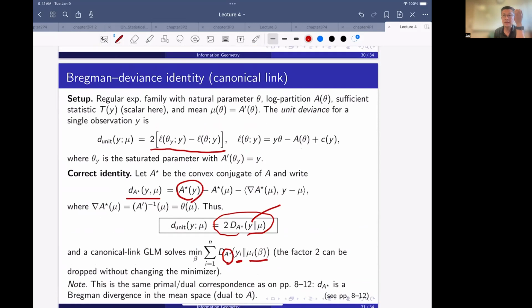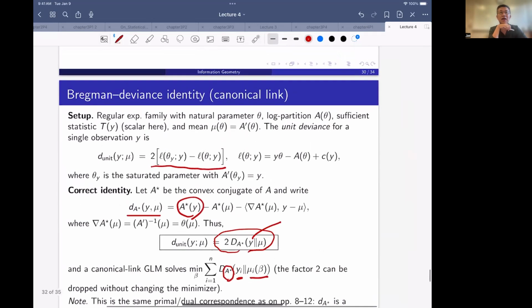But KL is a special case of Bregman divergence, right? The KL divergence is a special case. And the usual deviance has an interpretation as a KL divergence. So it is not surprising.